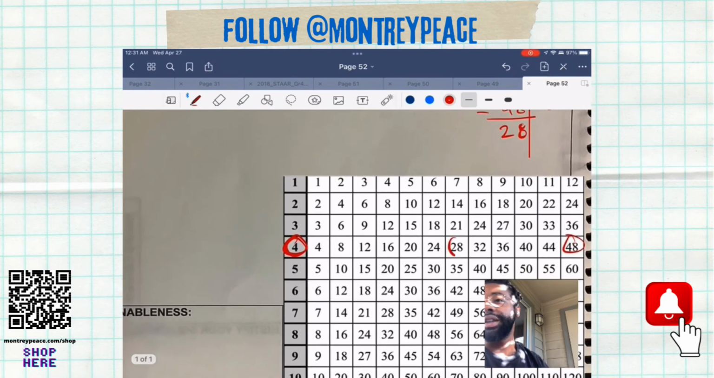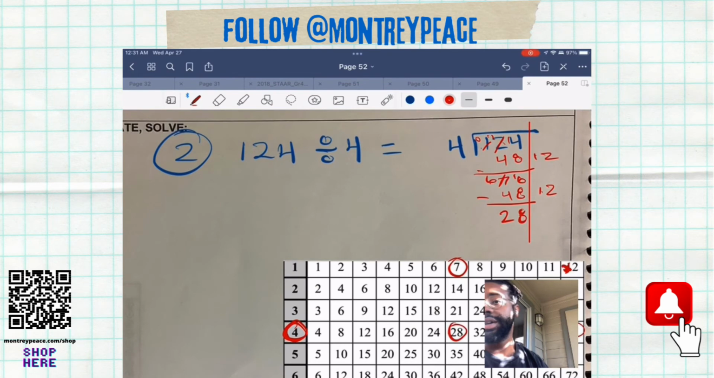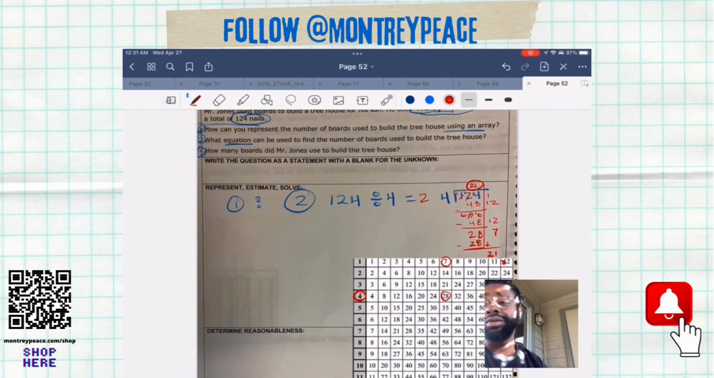So now 28, that's too small for us to use 48. So look at our chart. 4 times 7 is 28. So good deal. So we can do 4 times 7, 28. That's going to leave us with 0 of those nails left. Now we add up all of our partial quotients and we get 21. So there's 21 boards we're going to use to build this treehouse.